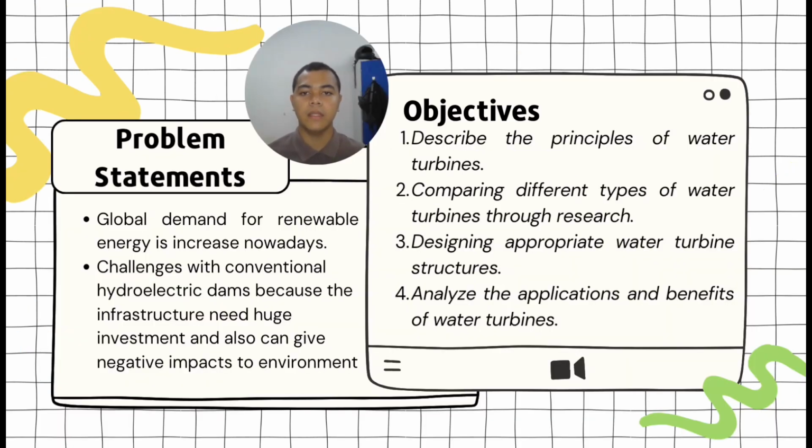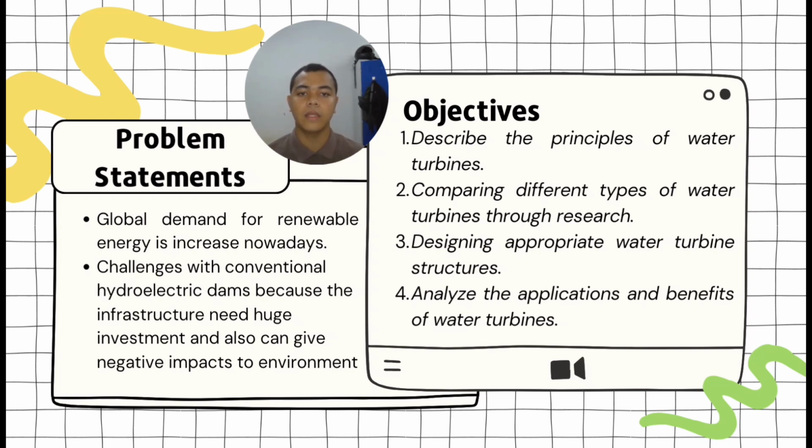So for the problem statement, there are two problems that we highlight for this project, which are global demand for renewable energy is increased nowadays, and the second is challenges with conventional hydroelectric dams because the infrastructure need huge investment and also can give negative impact to the environment.